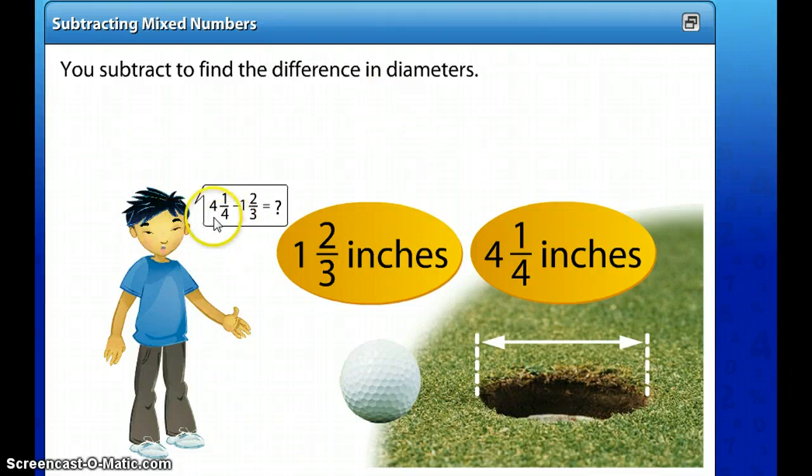I want you to notice, they didn't say 1 2/3 minus 4 1/4. Why is that? Tyler? I'm sorry. Daniel? Right, how do we know that 4 1/4 is the bigger number, Daniel? Right, you have to start with the bigger number, and since our whole number here is 4 and our whole number here is 1, we have to start with 4 1/4 and subtract 1 2/3 from it.